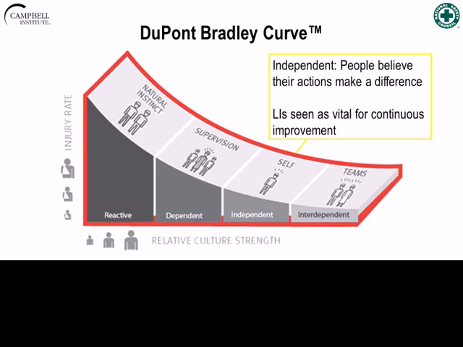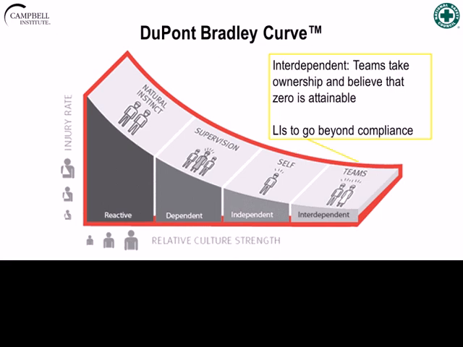And then lastly, in the interdependent stage, this is the most advanced level of maturity where teams take ownership and responsibility for safety culture and believe that zero injuries is actually attainable. And then also teams seek out new leading indicators that go beyond compliance. And Kevin, I know that you had something to add here about teams, right?